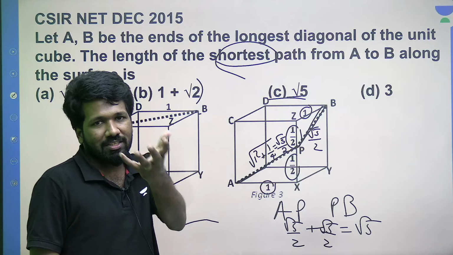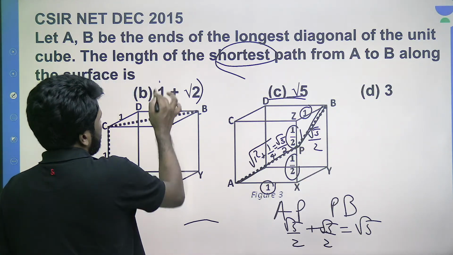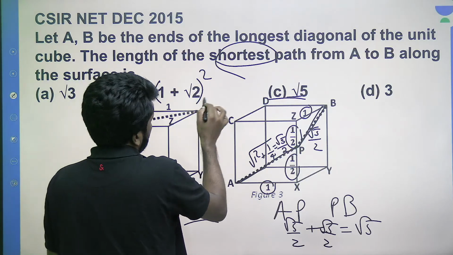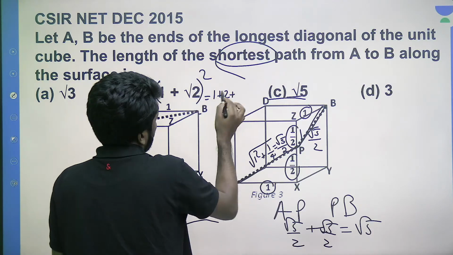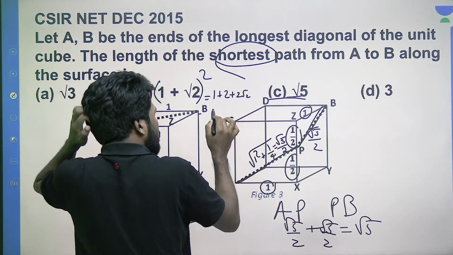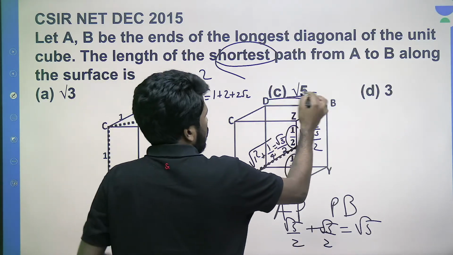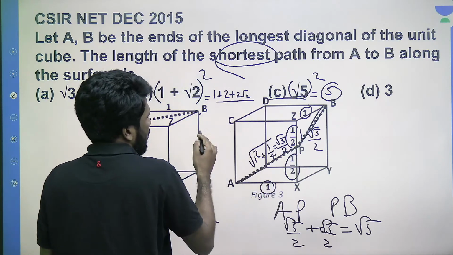In speed maths I have taught you many estimation techniques like that. That way you can do it. Otherwise, algebraically you can prove it by squaring. What is (1 plus root 2) squared? 1 square plus root 2 square, which is 2, plus 2 times 1 into root 2, which is 2 root 2. Check this value. And the square of root 5 is 5. Both are easy to check.